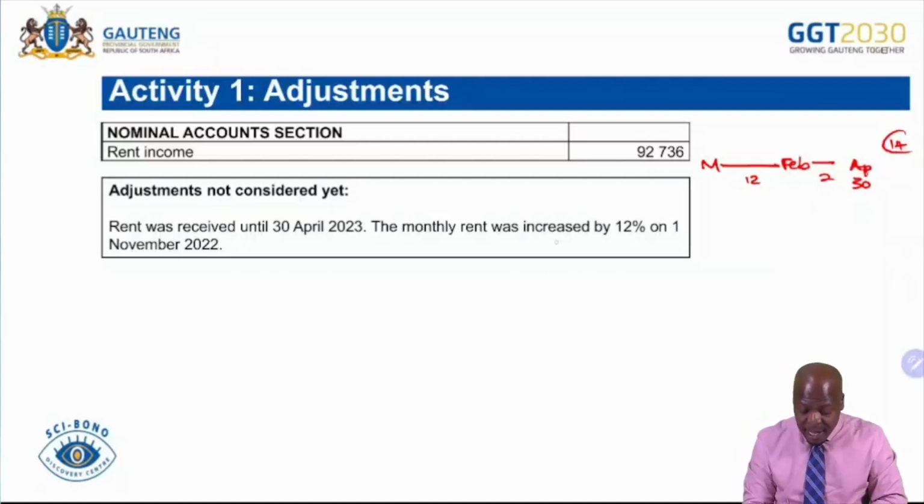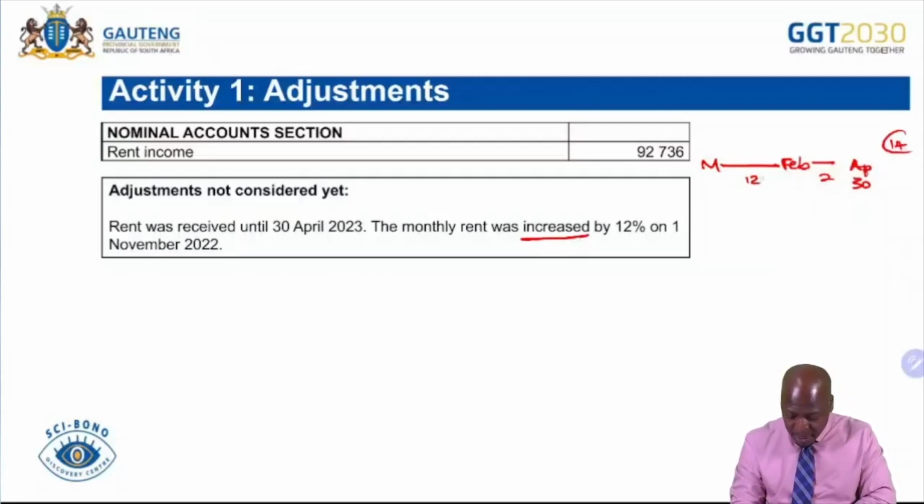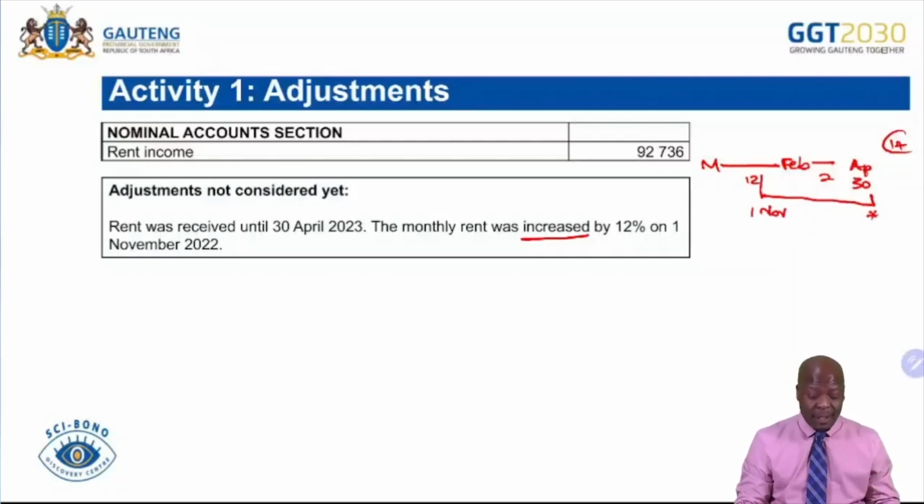The monthly rent was increased. So the examiner can bring an increase or a decrease. Please be watchful for either way, if it's an increase or a decrease. In this case, it was increased by 12% on the 1st of November 2022. So we want to know, if it was increased on the 1st of November, this is November, and we're coming to April. We want to know for how many months it was increased.